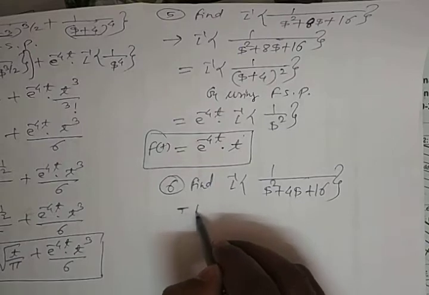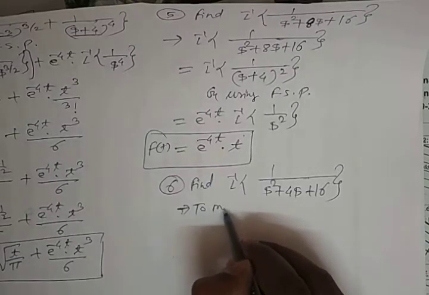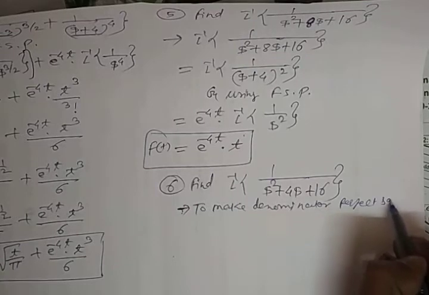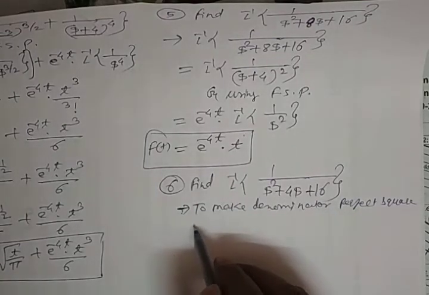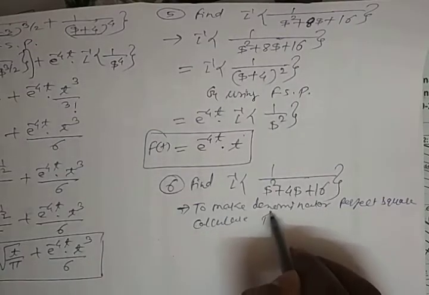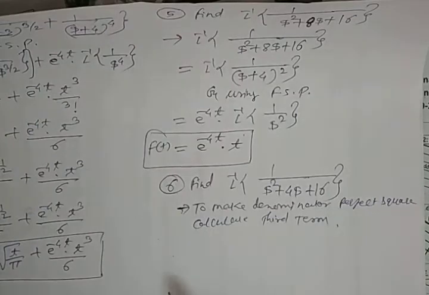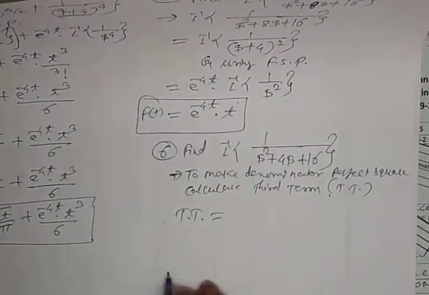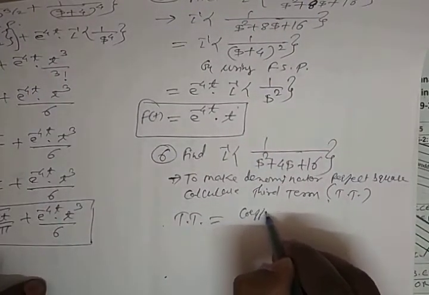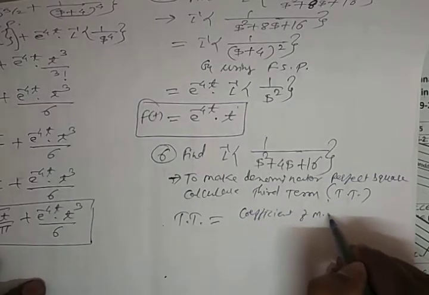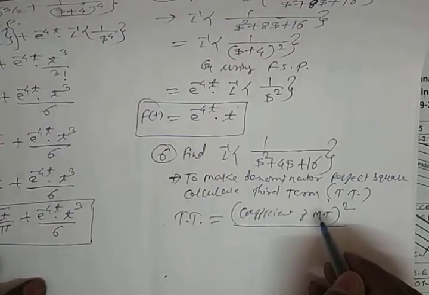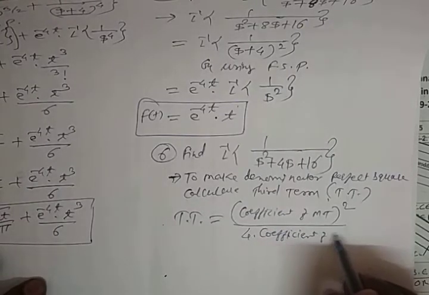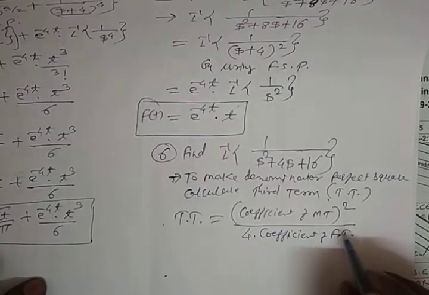So for that, to make the denominator a perfect square, calculate the third term. So how to calculate the third term? The formula for the third term, tt, that is the third term, is equal to the coefficient of the middle term, that is square, coefficient of middle term bracket square, divided by 4 into coefficient of first term. ft is first term, mt is middle term.